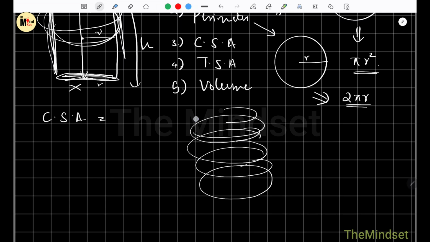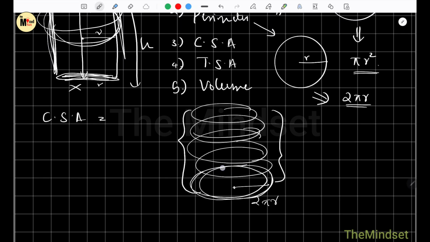So they are asking the curved surface area, which means the surface area of all of these circles together. We know that the perimeter of one circle is 2 pi r. That is the surface area, then into the number of circles, which is equal to the height. So it is 2 pi r h.